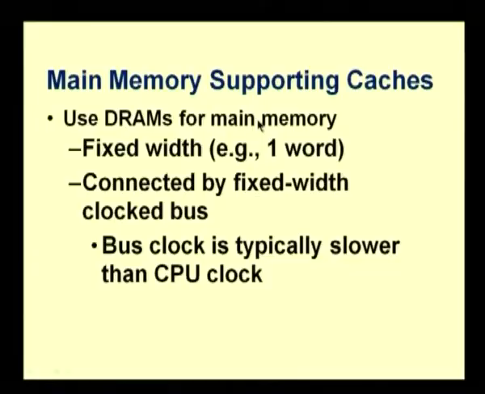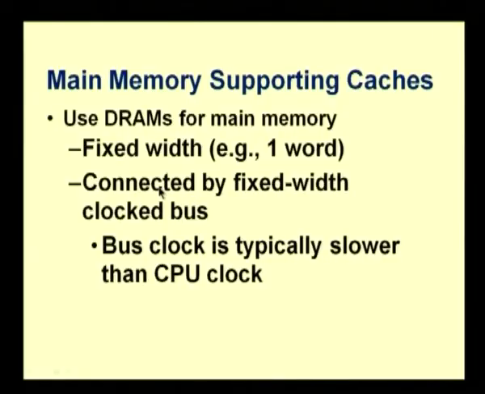So, how can main memory organization support caches? That is the next thing we need to understand. So, what do we normally do? We normally use DRAMs for main memory. We have already seen what dynamic RAMs are. It is a fixed width that you would have that is being accessed from the main memory.